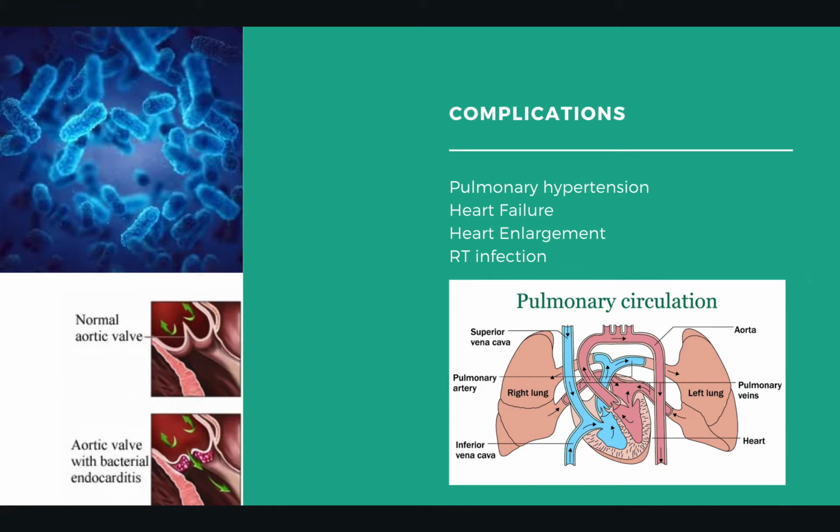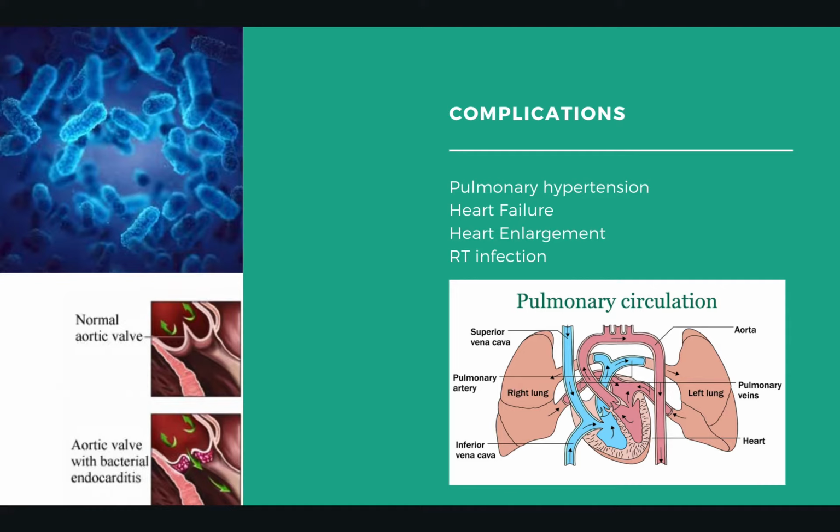Now, this can arise from a variety of complications. First would be pulmonary hypertension. This is because the increased blood pressure within the heart actually transfers along the pulmonary circulation into the lungs. This enlarges the vessels and increases the blood pressure, making the lungs have to overwork as well.